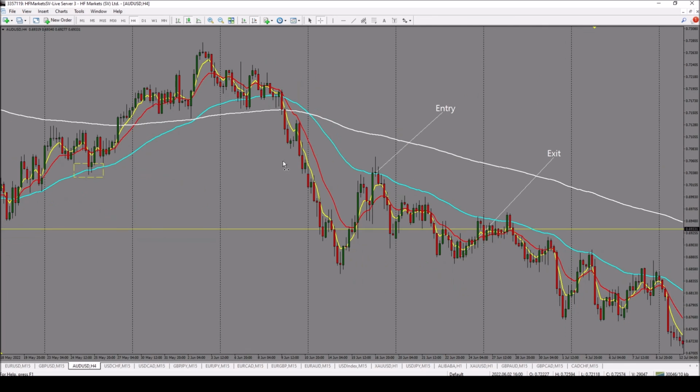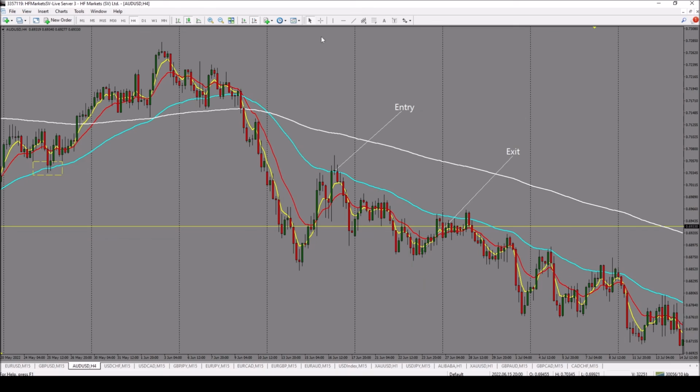Going forth, we can see another point, a crossover of the 50 and the 13 EMA, where we had the first impulse and a point of market interest was issued. A point of market interest, which is this one. After that point of market interest, we had an entry, and exit was actually done after a 100 pip move.